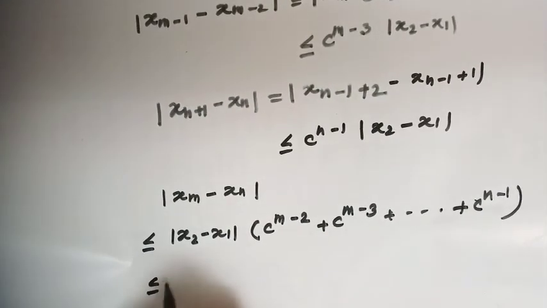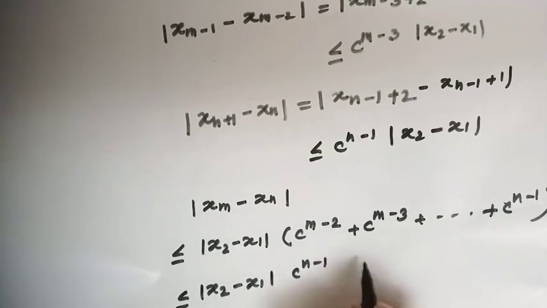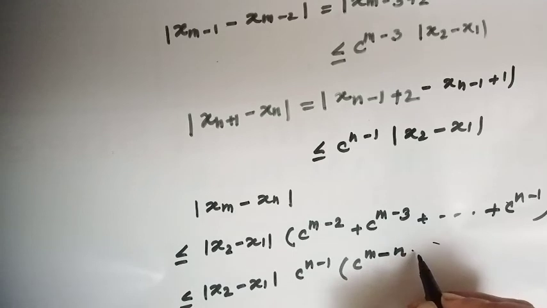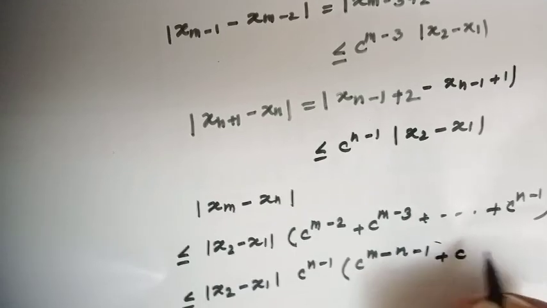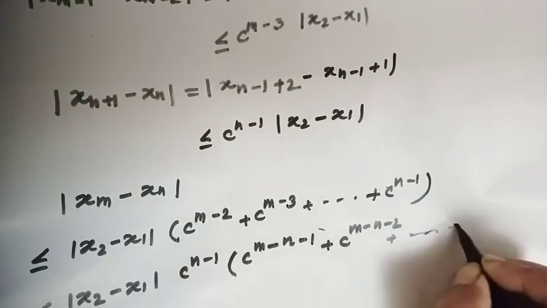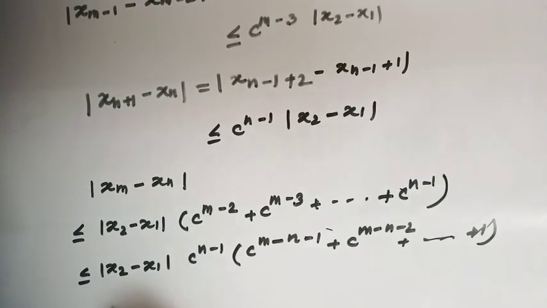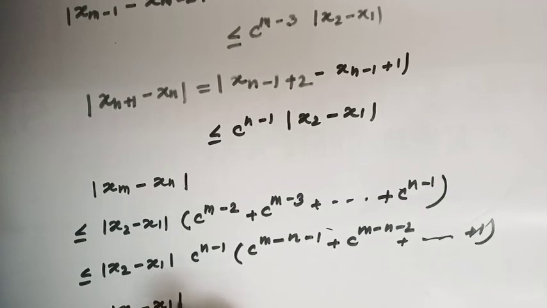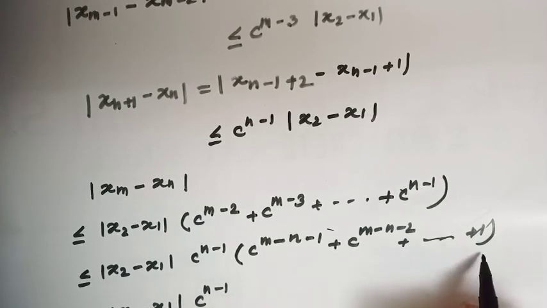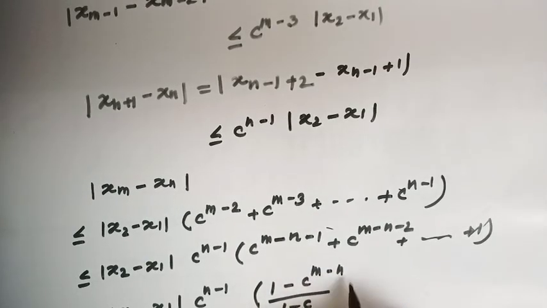Okay, this is less than or equal to absolute value of x2 minus x1, c to the power n minus 1 times c to the power m minus n minus 1 plus c to the power m minus n minus 2 up to 1. Are you getting my point? Okay. And this is less than or equal to absolute value of x2 minus x1, c to the power n minus 1, and this is a geometric series. Then I will get 1 minus c to the power m minus n over 1 minus c.